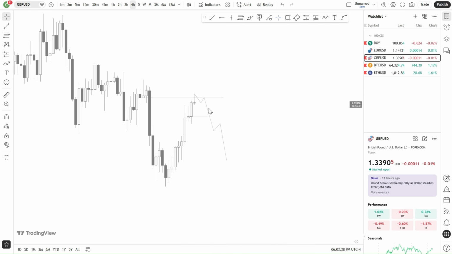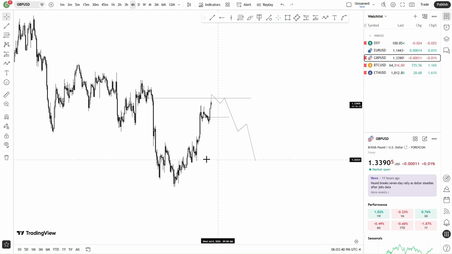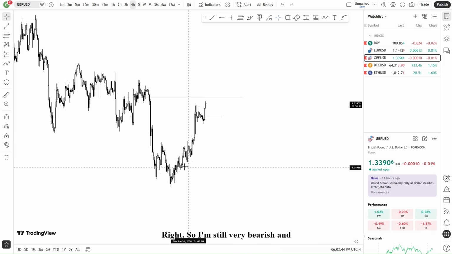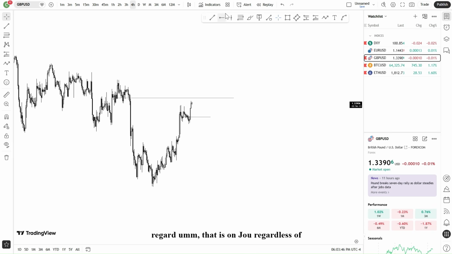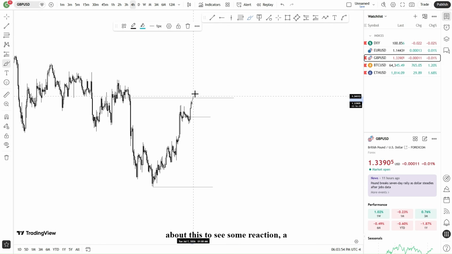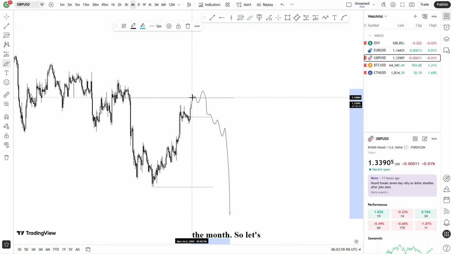Same logic, we now have to wait, right? So I'm still very bearish on JU, regardless of what it's doing currently. So I want to see a range. The best way to go about it is to see some reaction, a comeback, then we anticipate the high of the month. So let's see how it goes.